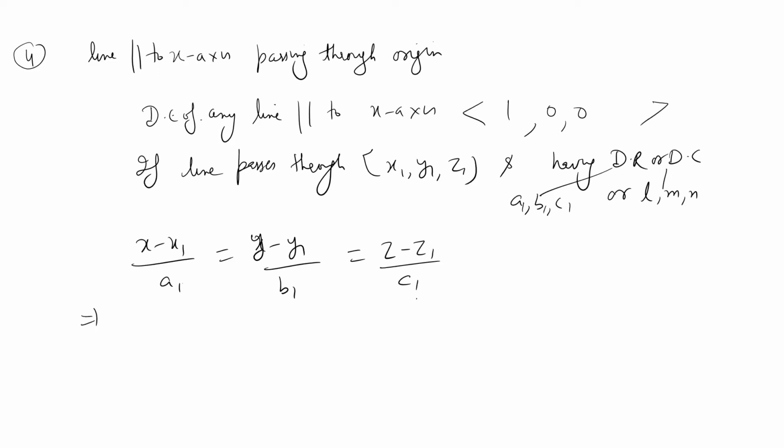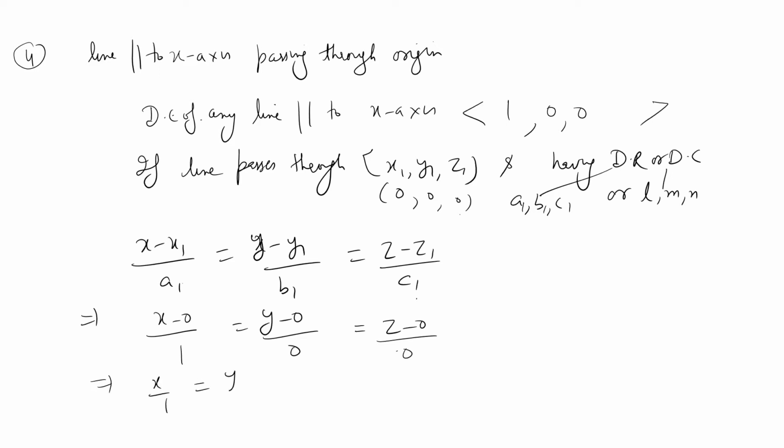So here, it is passing through the origin, so definitely this point will be 0 0 0. And I told you also in the class that the line which is passing through the origin is generally of the form x upon a equal to y upon b equal to z upon c, so it is x minus 0 upon 1 and y minus 0 upon 0 is equal to z minus 0 upon 0, right? So we can term it as x upon 1, and this is not infinity. Or simply you can say that y is equal to 0 and z is equal to 0, right?